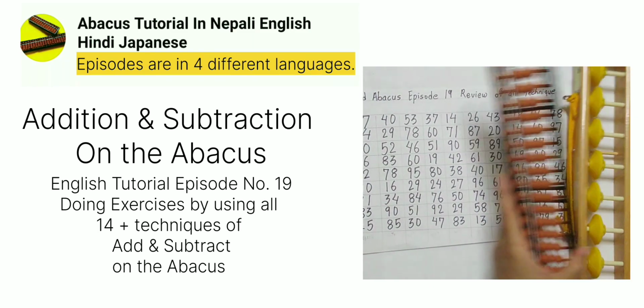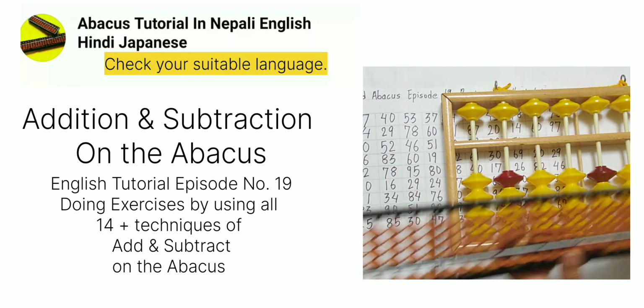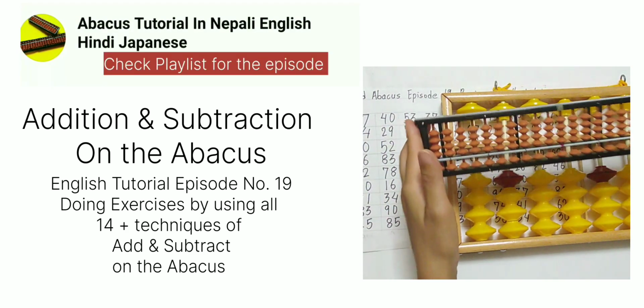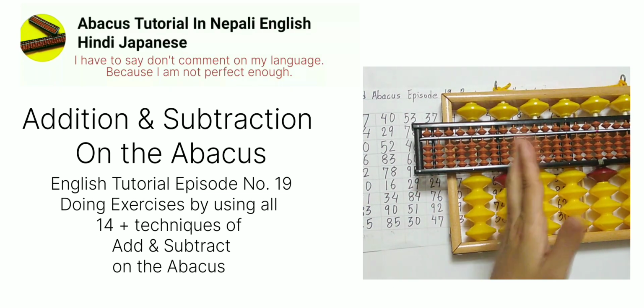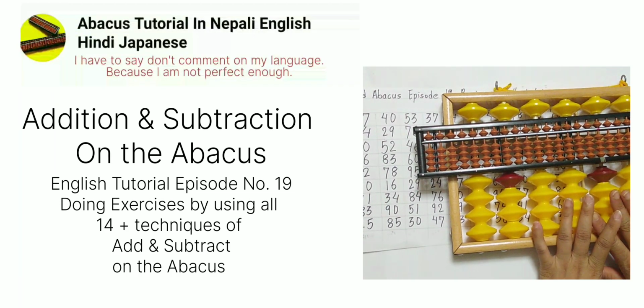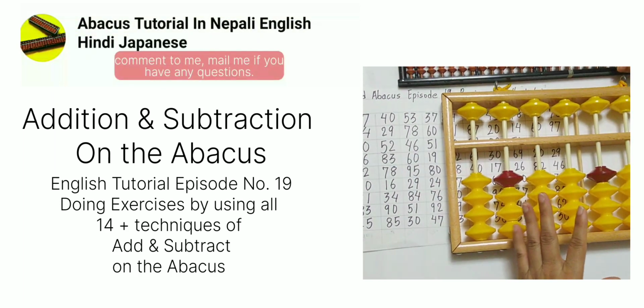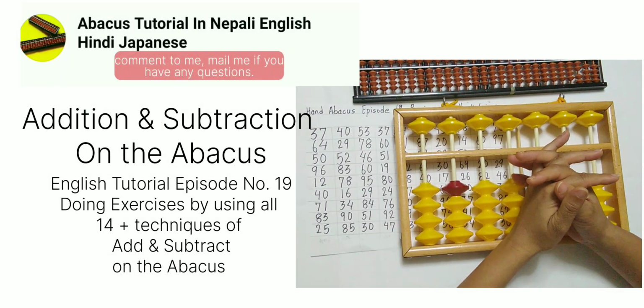And I'm going to use this big one because beads are very big and very easy to understand. This one is a normal abacus. Normally we don't use this kind of abacus. We use this abacus, but beads are very small and very hard to understand. So I am going to explain with this abacus. So the question is on your screen.